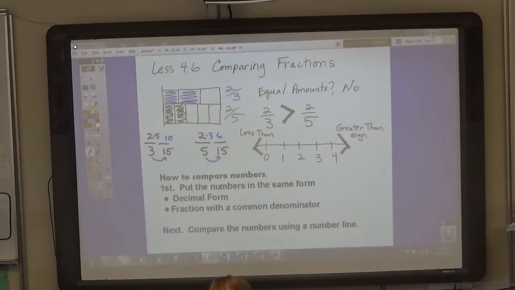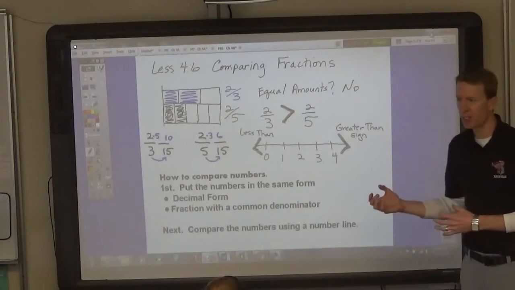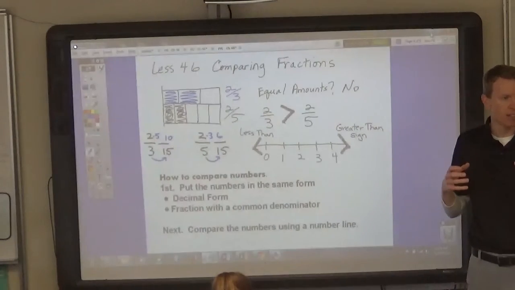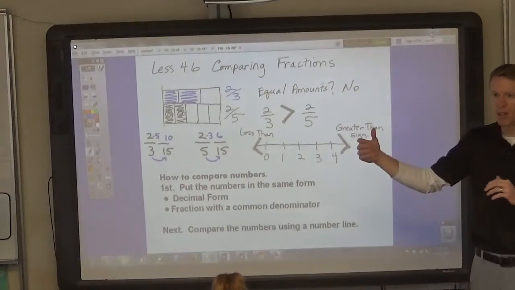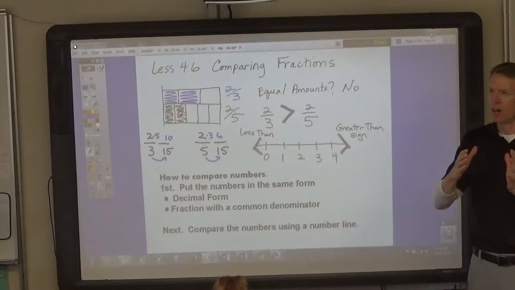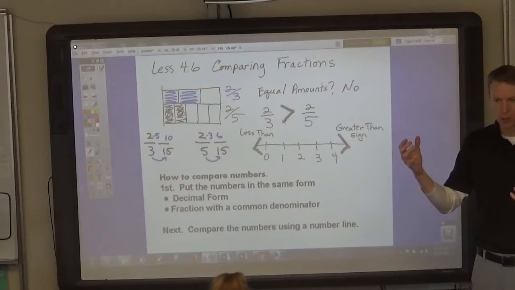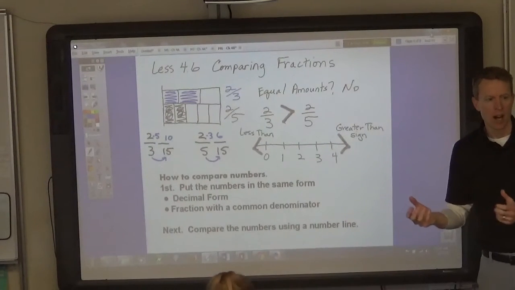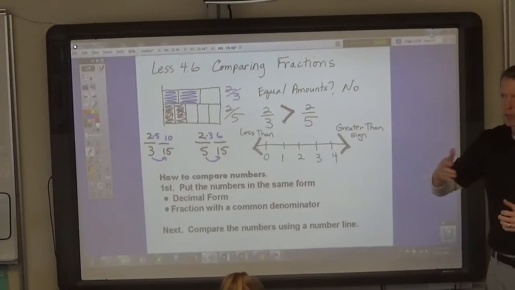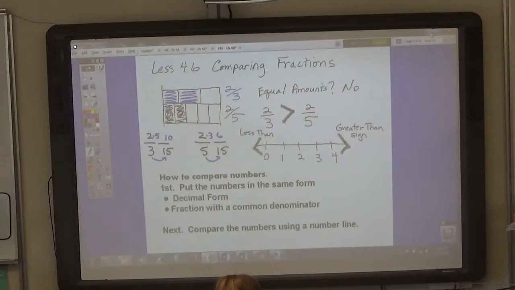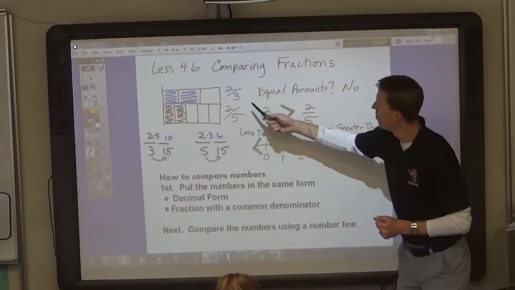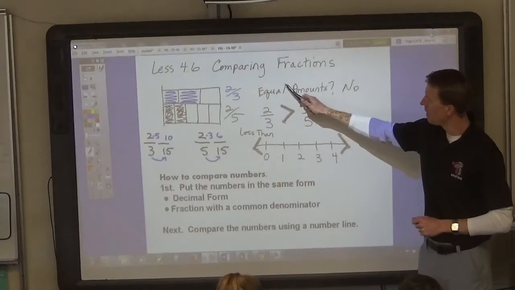All right, sixth graders, in lesson 4.6, we're going to be talking about comparing amounts. Comparing fractions and comparing decimals and comparing percents in all of those forms, and then trying to figure out which one is more or less, which one is worth more, putting them in order from least to greatest, and things like that. So let's talk for a minute about amounts and equal amounts.